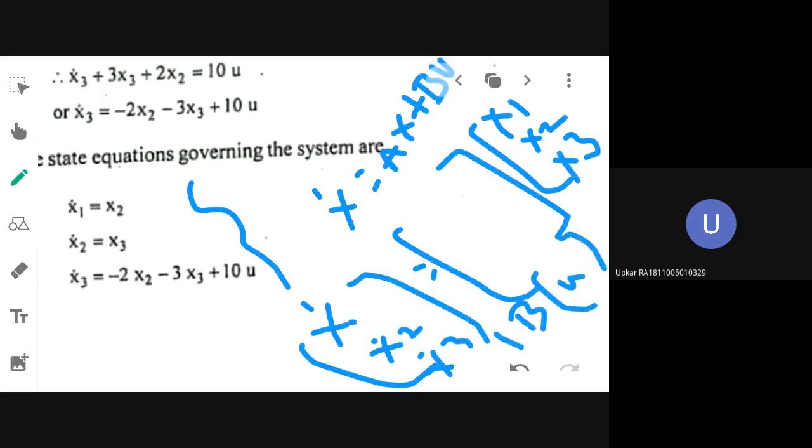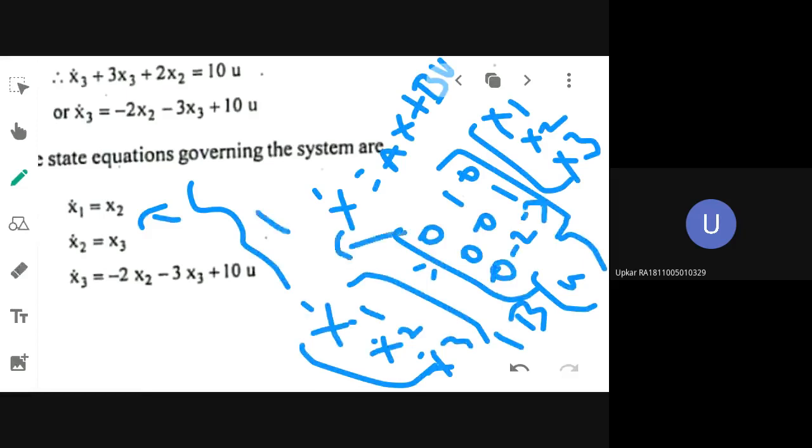Okay, so what is my coefficient of x1 here? Is there any coefficient of x1? No, ma'am. No, so 0 I will write. The coefficient of x2 is there, so 1, 0. Then x2 dot, there is no coefficient of x1, no coefficient of x2, but for x3 there is 1. So here 0, 1, 0, and minus 6, minus 2, minus 3. So this is my A matrix. I got the A matrix, alright.